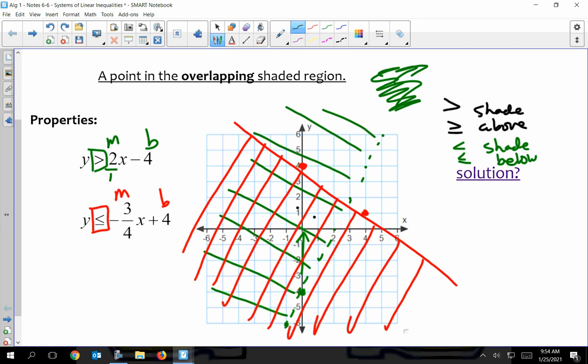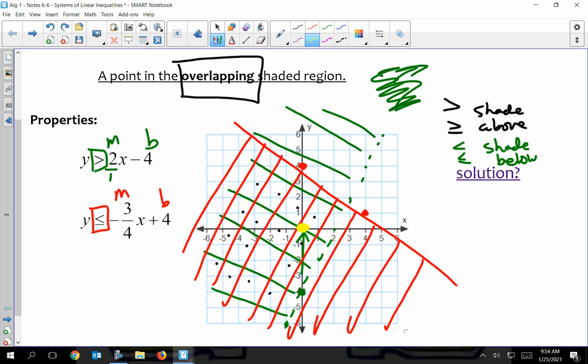Where I see checkerboard, that's my overlap. That's where they're intersecting with two different graphs, okay? So that's what I'm looking for. That's why I draw straight lines of different colors, and I look for checkerboard. That's the overlapping shaded region. I need a point from that overlapping shaded region. So if you'll humor me here, I'm thinking that the origin is in that area.